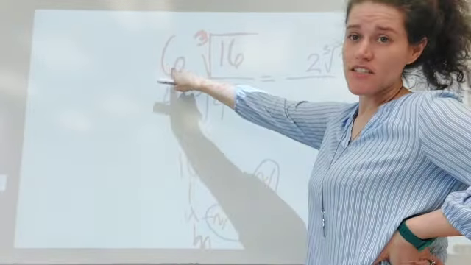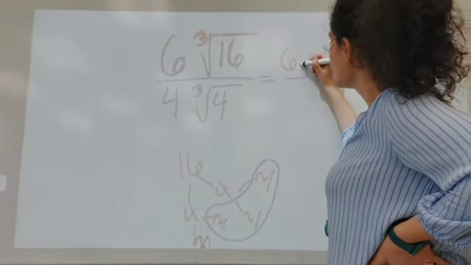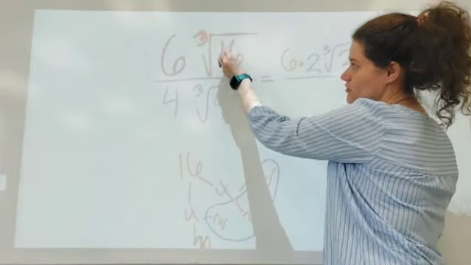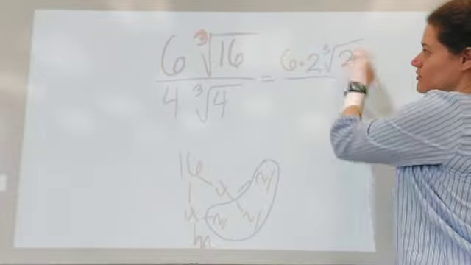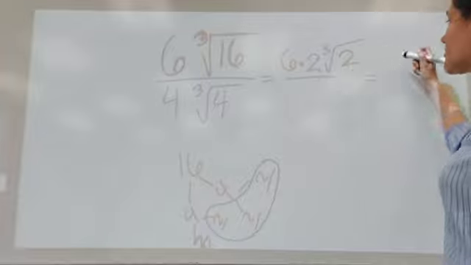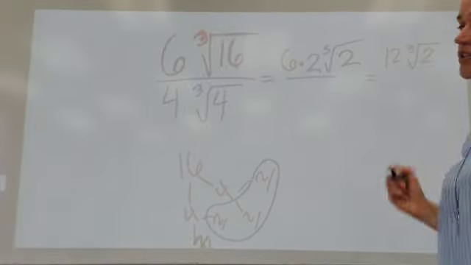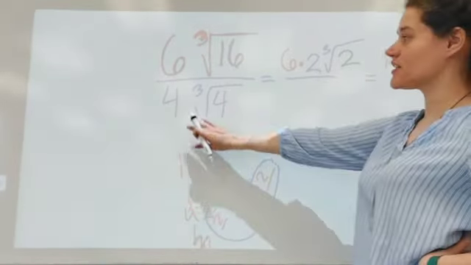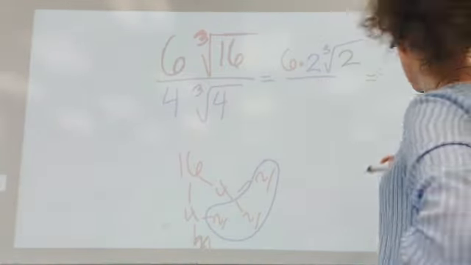This 6 right here is still out there. We don't want to forget about it. So it's still on the outside. It's just we've taken a group of 2s to put next to it. Okay, so 6 times 2, and then the cube root of 2. 6 times 2 would give me 12. So I'll have 12 cube root of 2 here. Okay, so now let's look at the denominator and see if we can simplify the denominator at all.